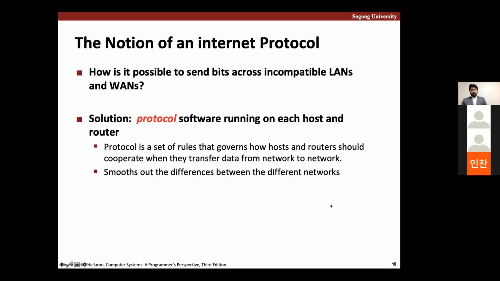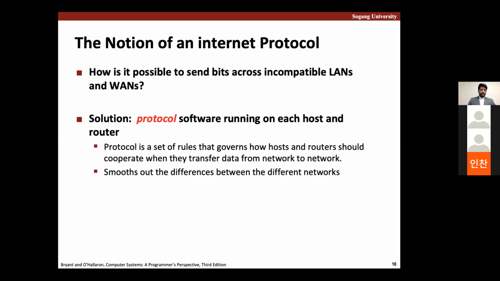So how is it actually possible? This brings up the notion of an internet protocol. Why do we need an internet protocol? What is the motivation behind this? How is it possible for some source host to send data to another destination host across all of these incompatible networks? The answer to this question is that we have protocol software running on each host and router.